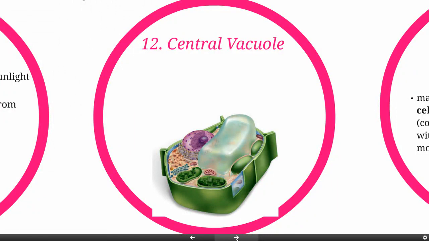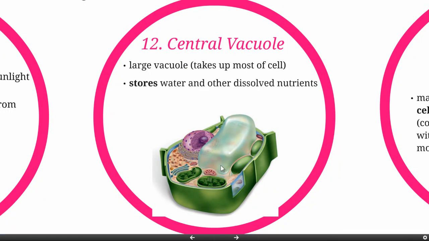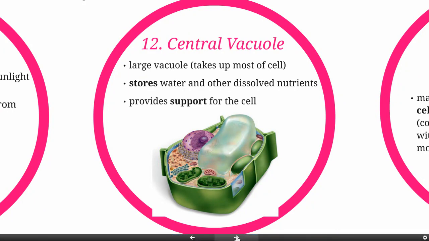The central vacuole. Vacuoles, again, remember, are storage areas, and we find those in both plant and animal cells. But plants have a specific central vacuole that often takes up most of the volume of the cell. It's going to store water. Plants need a way to store lots of water, and also dissolve nutrients.